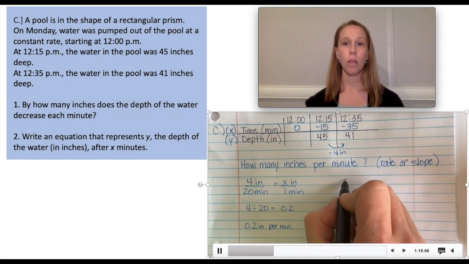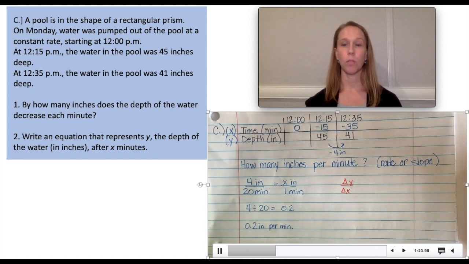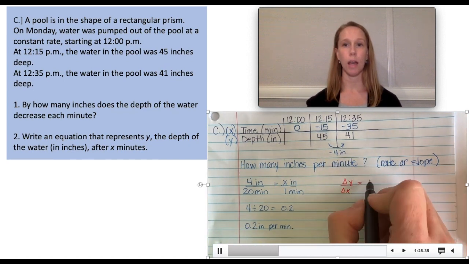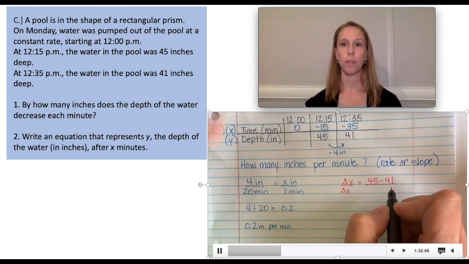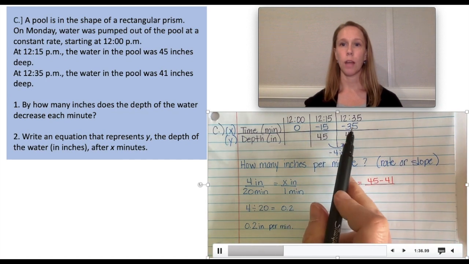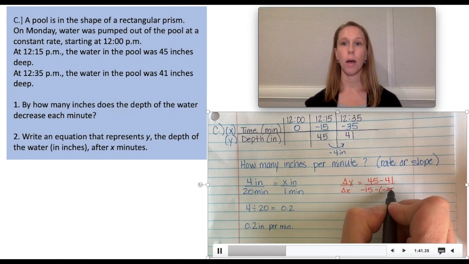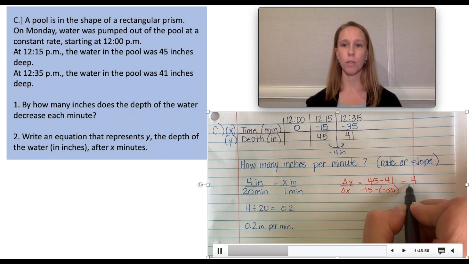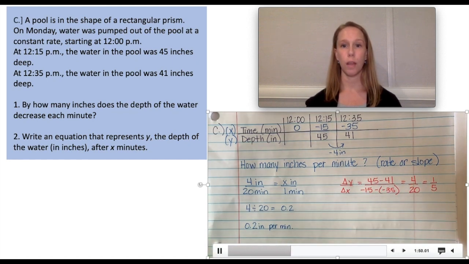The other way I could do it is using y equals mx plus b, or determining the slope. So the change in y over the change in x. Again, I can't just use the times, I need to use the values of the times since the starting point. So I did 45 minus 41 as my y values, and then I can take the difference of those two times, negative 15 minus negative 35, to get my difference in x values. And I get the same thing, I get 4 over 20, or 1/5.